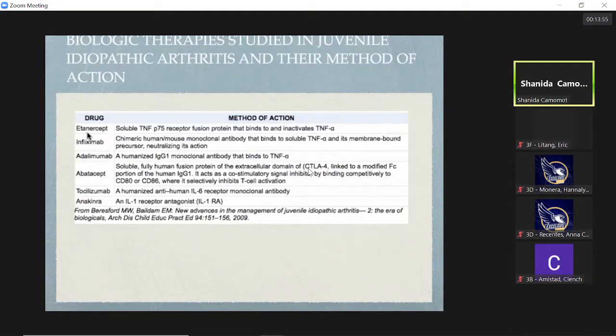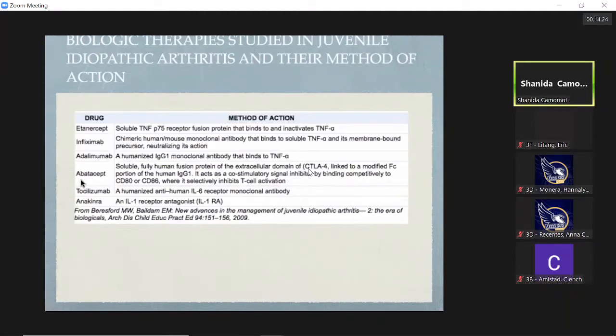Etanercept is injectable. It is an anti-TNF alpha, so it inactivates your TNF alpha. Then your infliximab is also an anti-TNF alpha, no? It's a chimeric human-mouse monoclonal antibody. Your adalimumab is a humanized IgG1 antibody that also binds your TNF alpha.